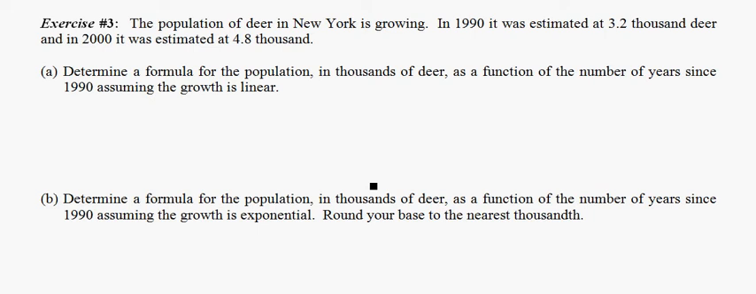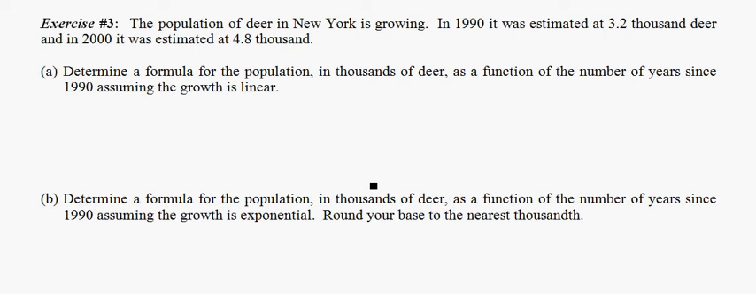So these are some realistic numbers. In 1990, it was estimated that there were 3.2 thousand deer in New York State, and in the year 2000, 4.8 thousand. These are kind of interesting units because we're working in thousands of deer. Keep that in mind as we work through the problem. So what we're going to do is model this deer population with a linear function and with an exponential function, and then we're going to compare and contrast. So let's take a look at letter A.